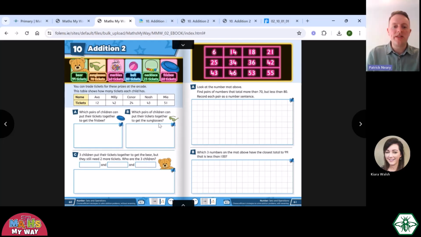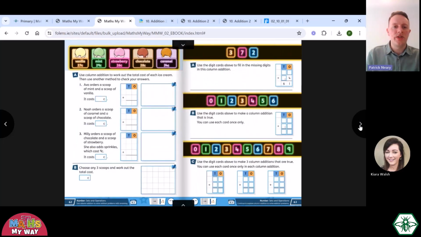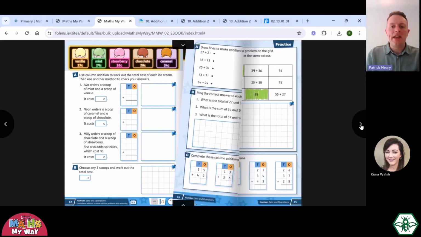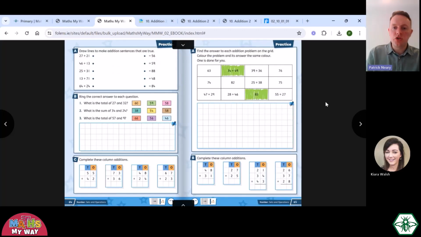On this spread, you can see lesson 1 and lesson 2. Then it goes on to lesson 3 and lesson 4. You can see throughout that we have open workspaces for the children, and we also have scaffolds to help with column addition and to support the children learning column addition. Then on the final 2 pages, you have your 2 practice pages.